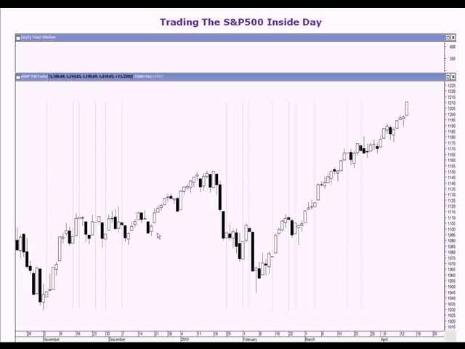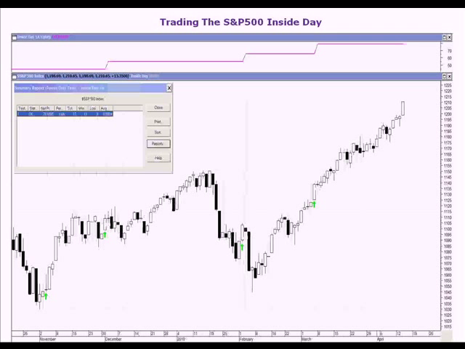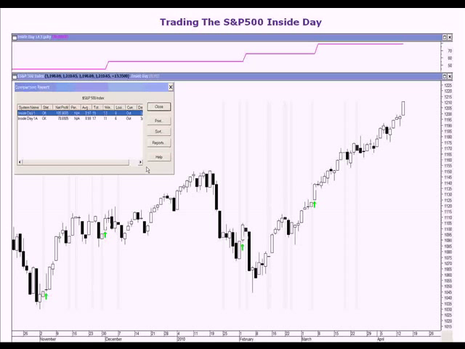Right, back to our S&P chart. Let's see what that looks like. Well, here we are, slightly fewer trades because remember we've added an extra criterion here, and out of the 17 trades we've got 11 winners and 6 losers.